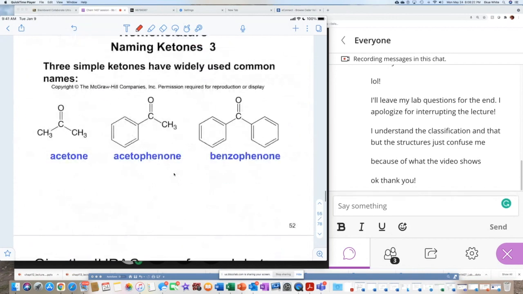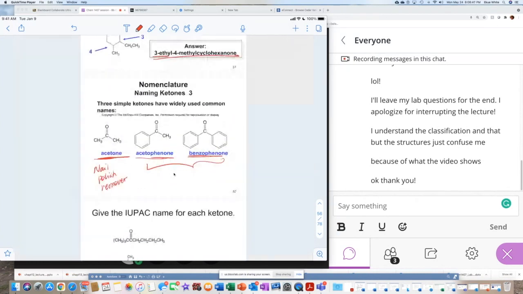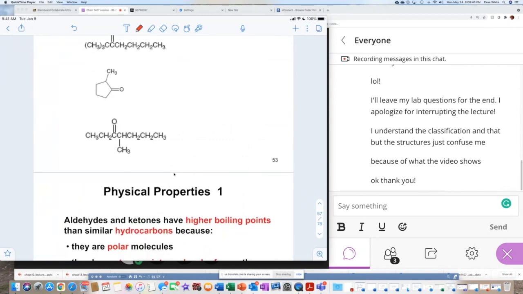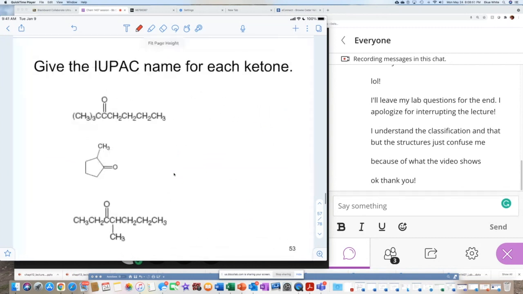They're showing you some common ketones here: acetone, acetophenone, benzophenone. Well, these are mostly common to chemists. These are common to everybody. This is nail polish remover. Well, it used to be nail polish remover. They're now using something else that doesn't cause as much cancer. I'm kind of trying to rush through this to make the video shorter because I know the video is long. But remember, you can pause.